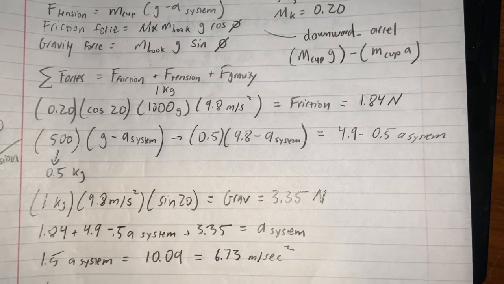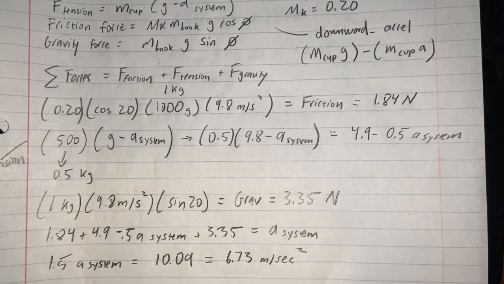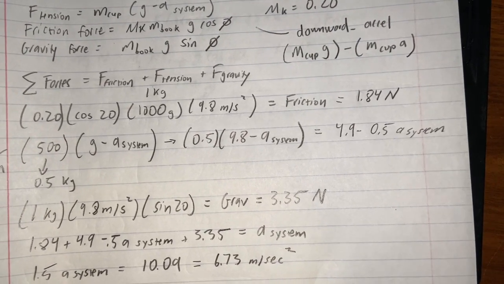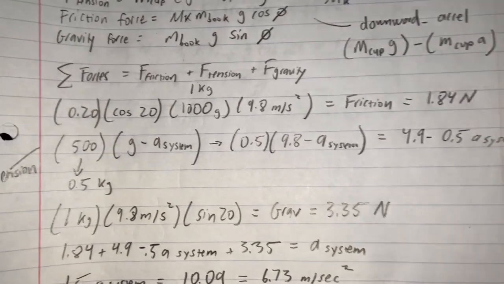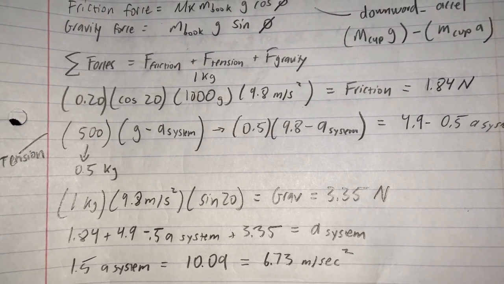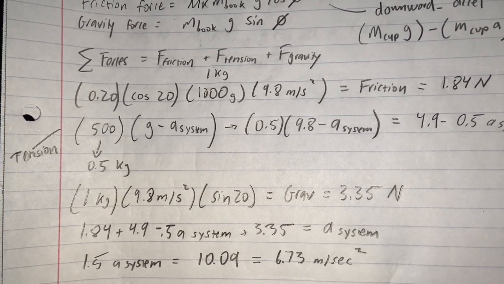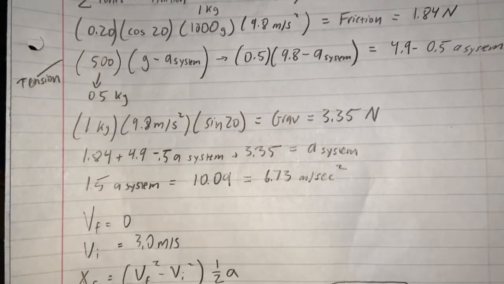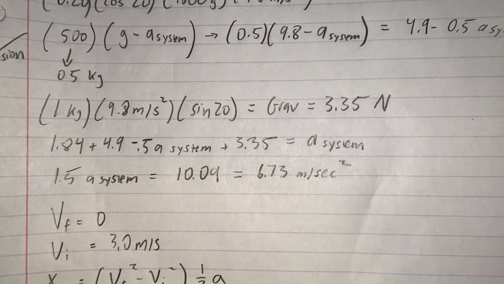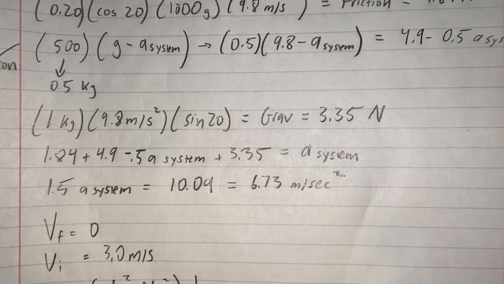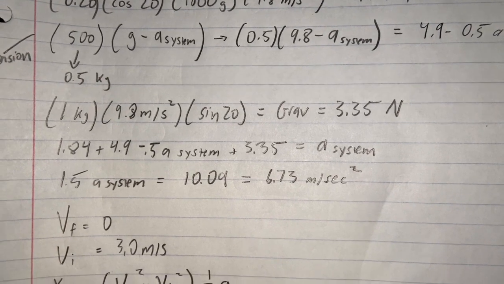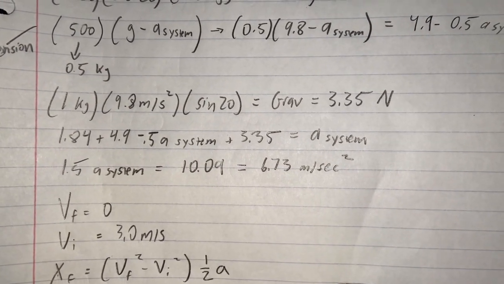So it was 1.84 newtons for the friction force, 3.35 newtons for the gravitational force, and 4.9 minus 0.5 times the acceleration of the system for the tension. That just comes from multiplying 0.5 kilograms out to mass times (g minus a system), with gravitational acceleration being 9.8 meters per second squared. After doing some quick math, you add the variable for the acceleration of the system over, and you ultimately get that the acceleration of the system is equal to 6.73 meters per second squared.